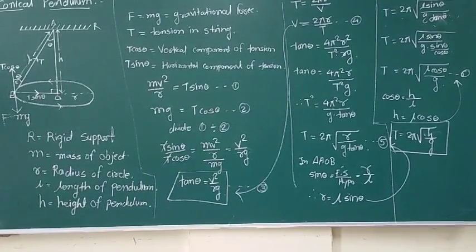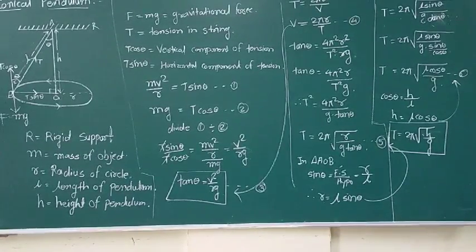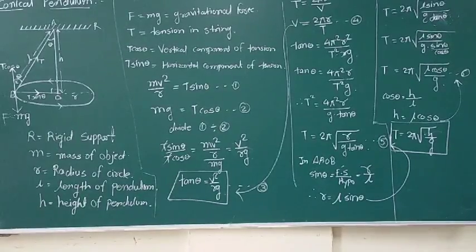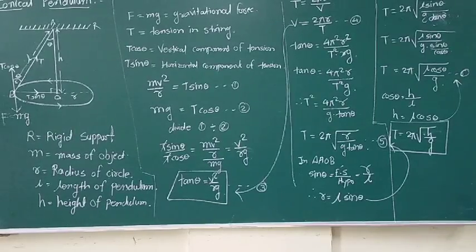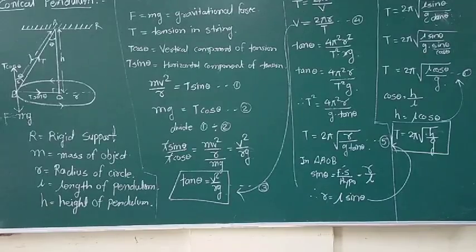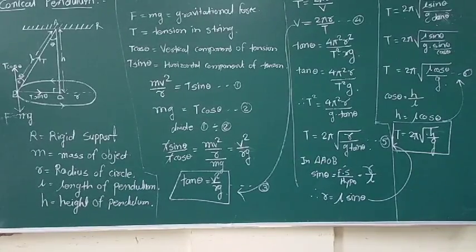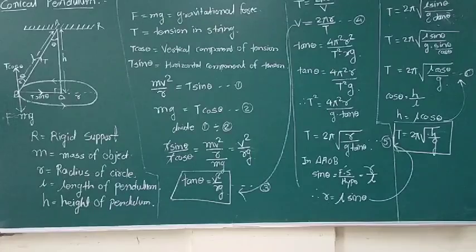Now substituting the value of v in equation number 3, we get tan theta is equal to 4 pi square r square upon T square into rg. One r gets cancelled. So tan theta is equal to 4 pi square r upon T square into g. So we get T square is equal to 4 pi square r upon g tan theta. Now we want to find the value of T, so we take the square root on both sides. So T is equal to 2 pi into under root r upon g tan theta.